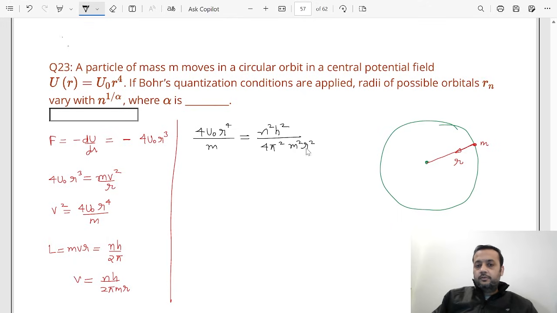Okay, so if you take r this side, we will get r to the power 6, and everything else is a constant, and you can see it is n square. So r to the power 6 is proportional to n square, which means r is proportional to n to the power 2 by 6. That means r is proportional to n to the power 1 by 3. So here alpha becomes 3. All right.